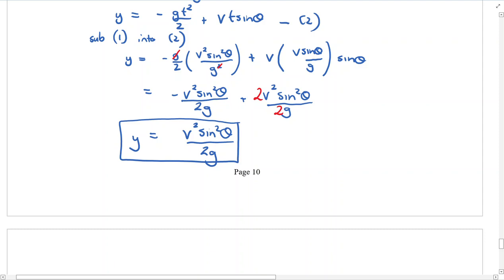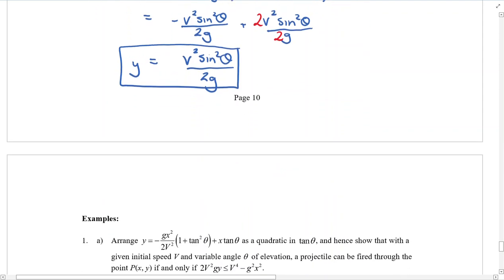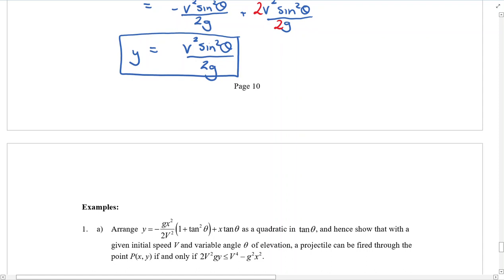All right, I'll read the question while Ashton's still writing. Maybe I can squeeze the question down here. This is still see. Okay. So it says arrange y equals negative gx squared over 2v squared bracket 1 plus tan squared theta bracket plus x tan theta. That was one of our formulas, right? We want to arrange that as a quadratic in terms of tan theta, and hence show that with a given initial speed of v and a variable theta of elevation, a projectile can be fired through the point xy.